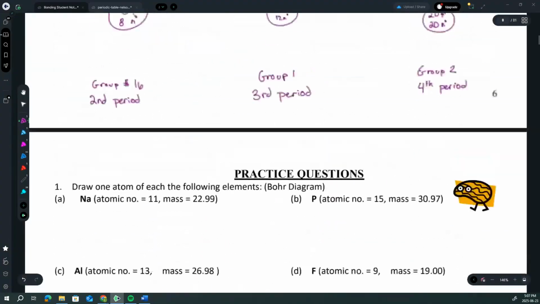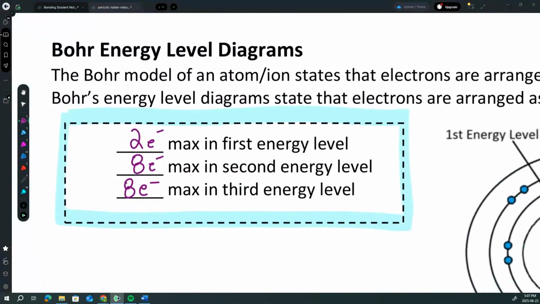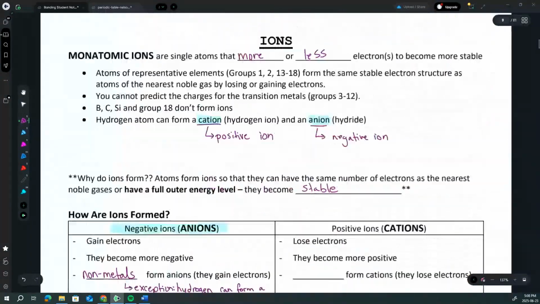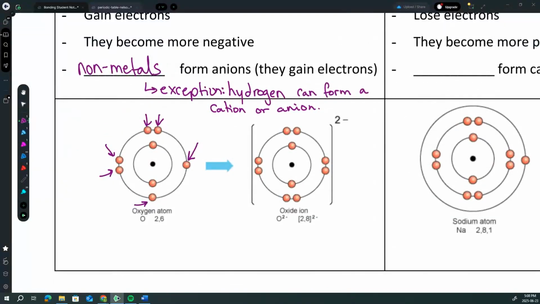Well, if you look back in your notes, oxygen is in the second period, so it has 2 energy levels, and we've said previously that the second energy level can hold a maximum of 8 electrons. So that's why oxygen gains 2 electrons. Now, when we're representing an ion, you're going to want to have square brackets around your diagram of the ion, and then write the charge in the top right hand side of your diagram.